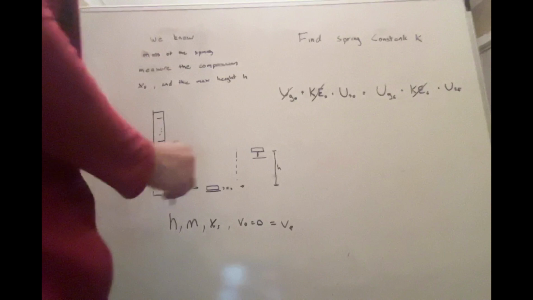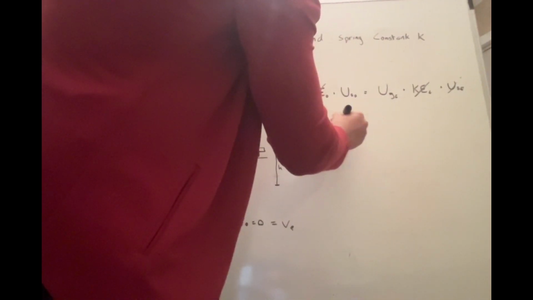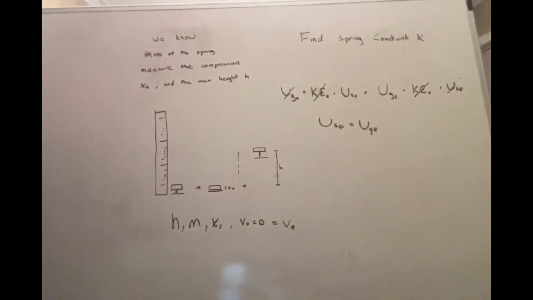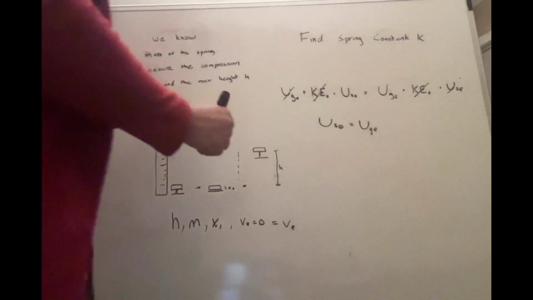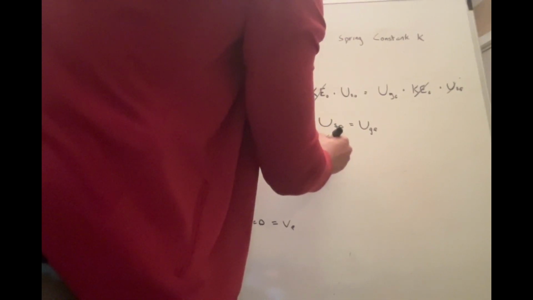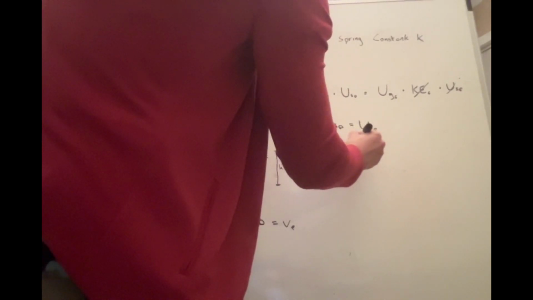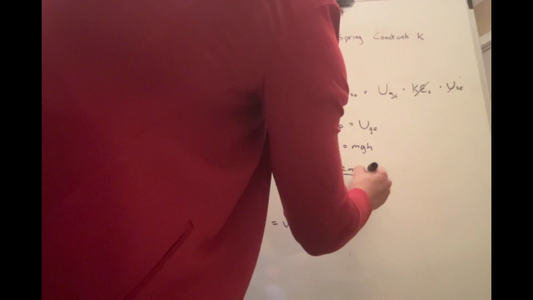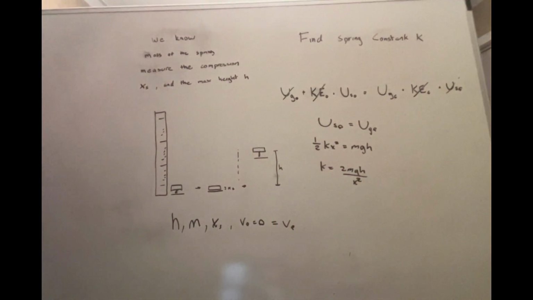And there's no spring energy at the final mark, making this a simple equation like that. And then you plug in your equations for that, which is 1/2 kx squared, and then you solve for k, which will be 2mgh over x squared. And that's how you would solve for k, and then you plug in all your values to get that.